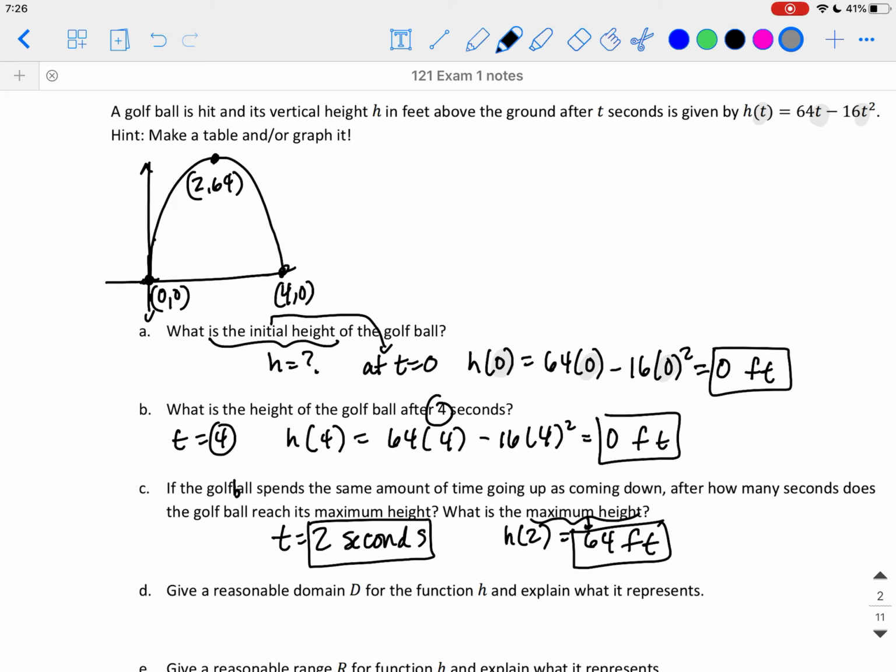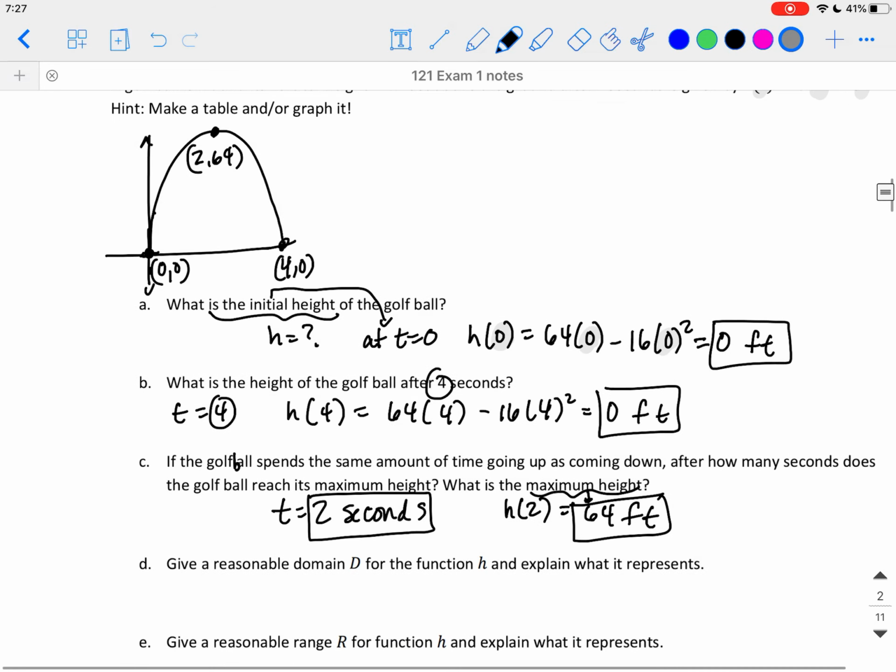And it says, give a reasonable domain D for the function h and explain what it represents. So again, when you use your graphing calculator and you just sketch the whole graph that it gave you, and you don't take into consideration the real world application of it, the fact that you can't go back in time, t can't be negative, and the height can't be negative. Once it hits the ground, it hits the ground. It can't dig itself a hole. Having this graph right here is very, very beneficial.